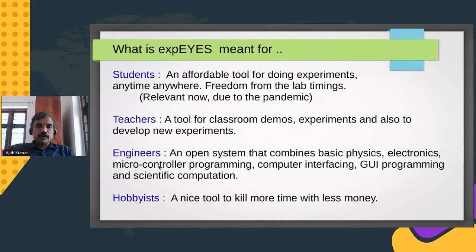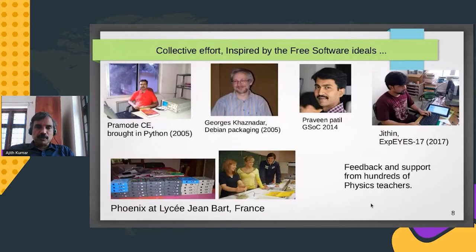And for engineers or engineering students, it's an open system that combines basic physics, electronics, microcontroller programming, and some computer interfacing. Also, if you go through the design of this system, the source code, everything is available, one can get some idea how these sort of things are developed. And for hobbyists, of course, you kill more time with less money. It's not a very expensive toy.